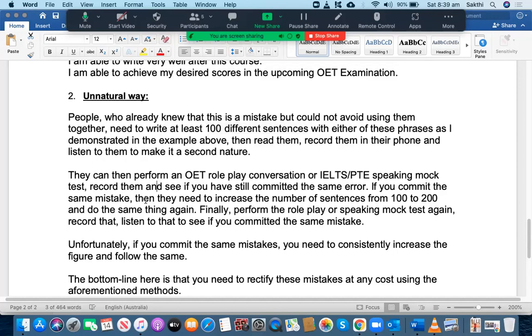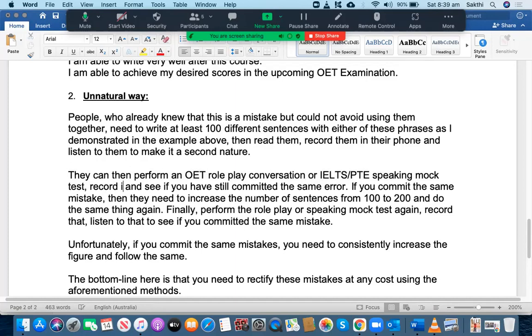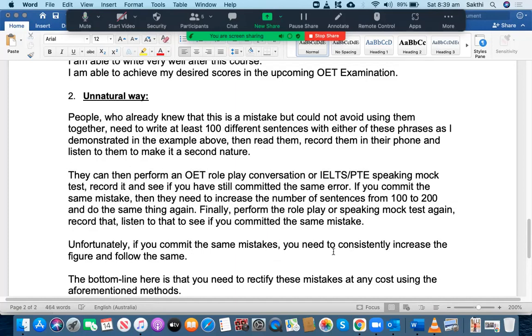And on day 2, what you have to do is perform an OET role play conversation or an IELTS or PTE speaking mock test, and record that mock test. Okay, and then see if you have still committed the same error. If you have committed the same error, what's going to happen? You need to increase the number of sentences from 100 to 200 and do the same thing again.